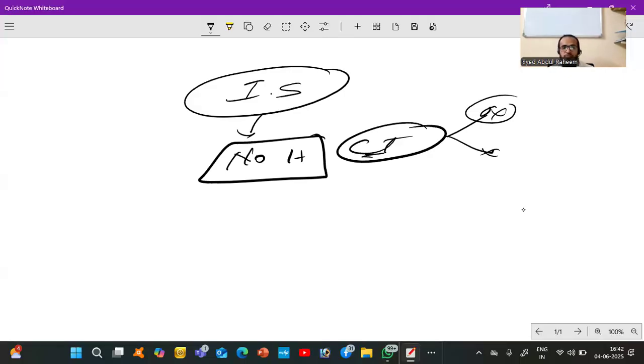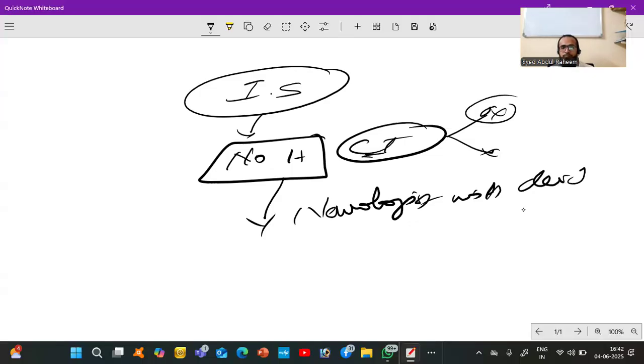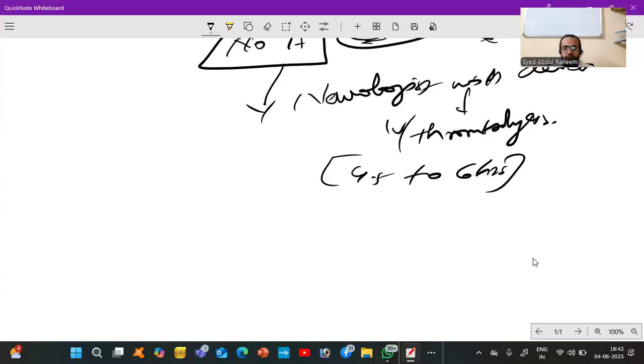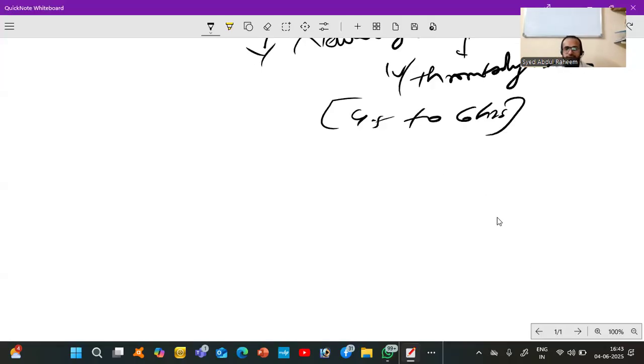So if there is no hemorrhage and he comes within the window period, the neurologist will take the final call and decide to do IV thrombolysis. The window period is 4.5 to 6 hours, this is very important. If he comes after the window period, the neurologist will decide accordingly. We will not discuss that here.